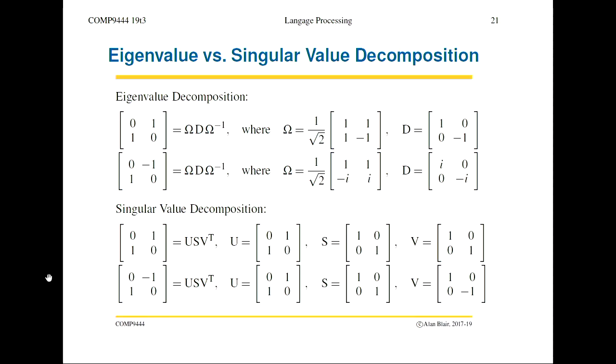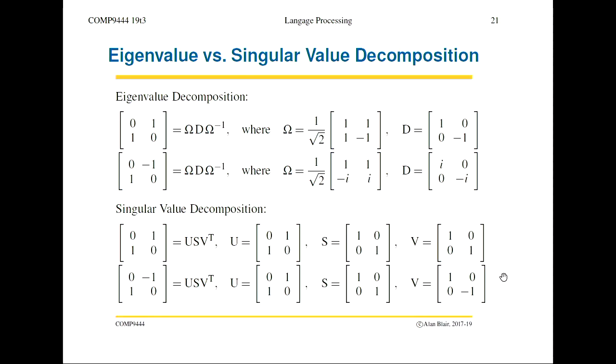For these examples, in both cases, S is just 1 and 1. But you see how U and V vary. Here V is the identity matrix, but U swaps the two coordinates. And for this matrix, U is the same, but V negates one of the coordinates, right? So by manipulating the signs here, we can keep these values positive. But what this does is it kind of decouples U and V.